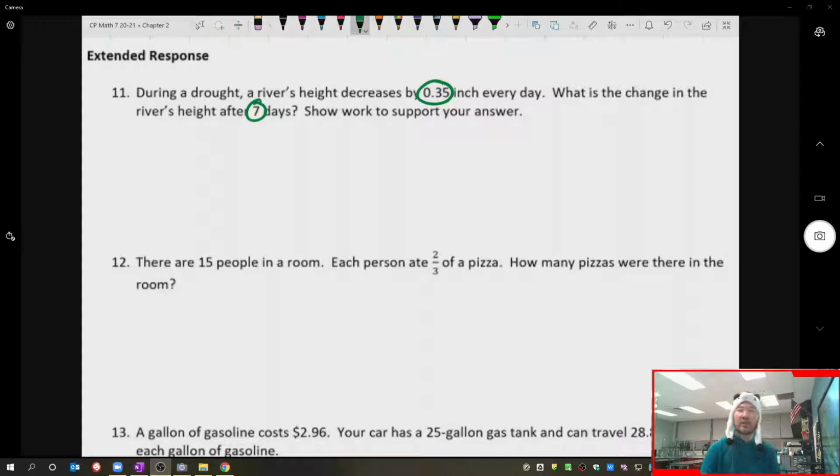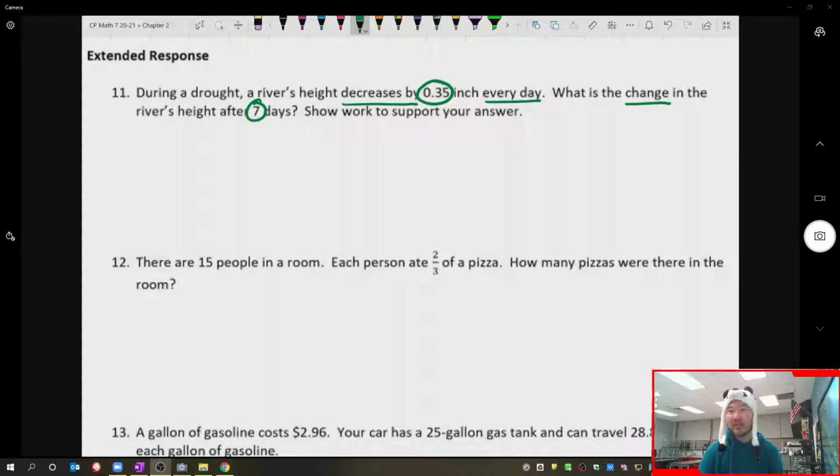There's a strategy that we will discuss in class at some point where it kind of helps you with some of these, okay? But for our start here, I'm going to circle the key numbers, and then I'm going to underline key action words that tell me what I'm supposed to do. So I see things like decreases by, every day, each day. Those are keywords for an operation that I'll explain. And what is the change in the river's height after 7 days? So the keywords that I just underlined are going to be all the clues that I need to find the operation and solve this.